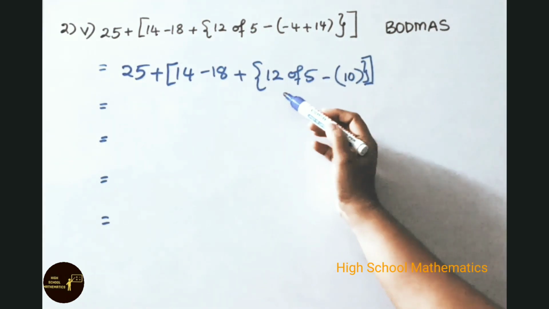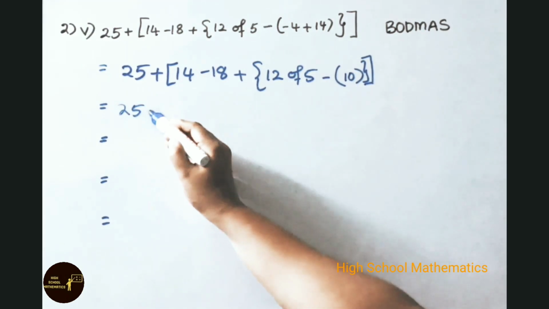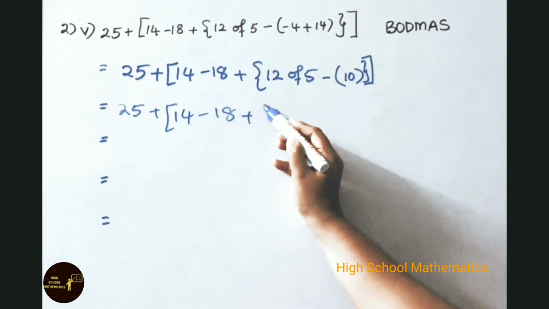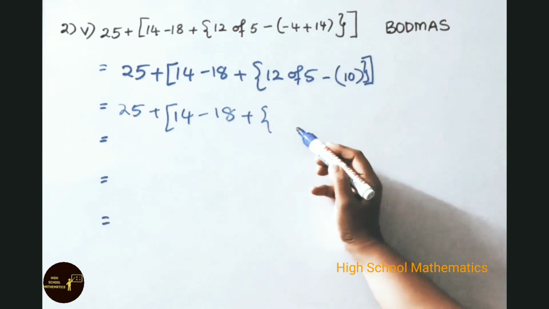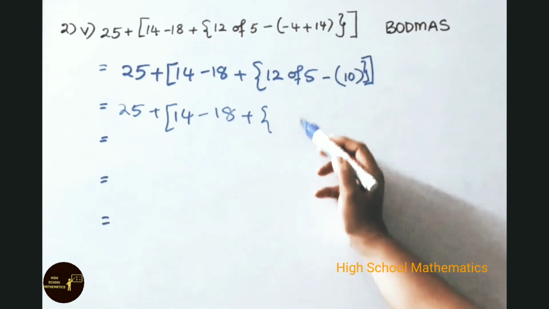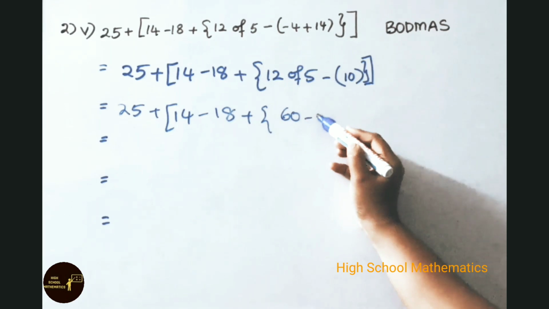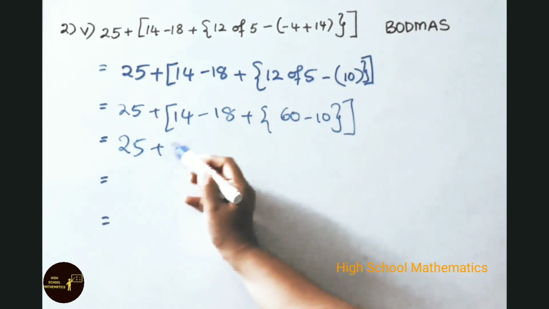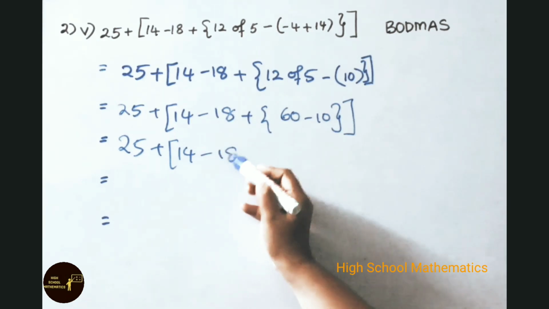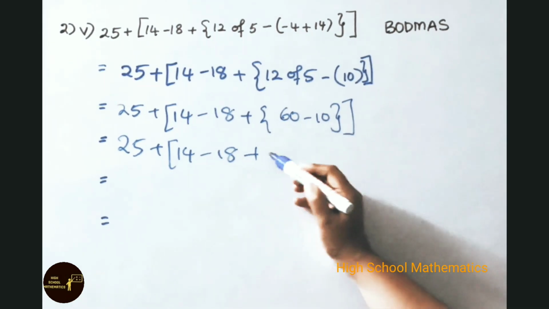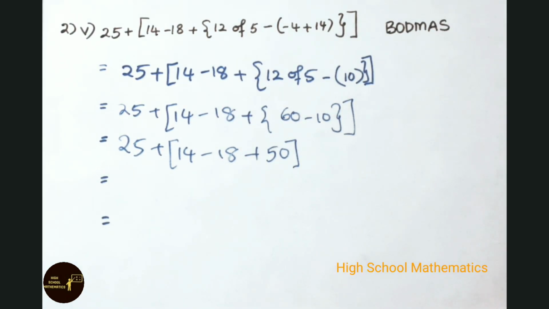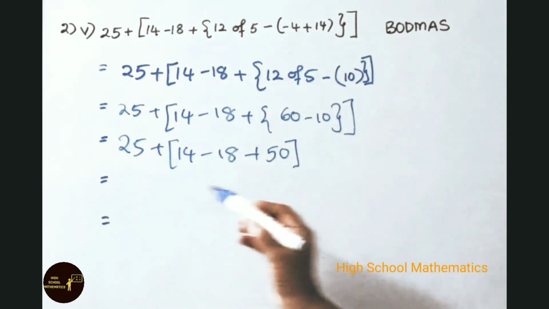Now let us solve curly bracket. So write down 25 plus 14 minus 18 plus 12 of 5. Of means nothing but multiplication. 12 fives are 60 minus 10. Write down 25 plus 14 minus 18 plus 60 minus 10, that is 50. Now let us solve square bracket. Here subtraction and addition symbols were there. We have to do addition only.